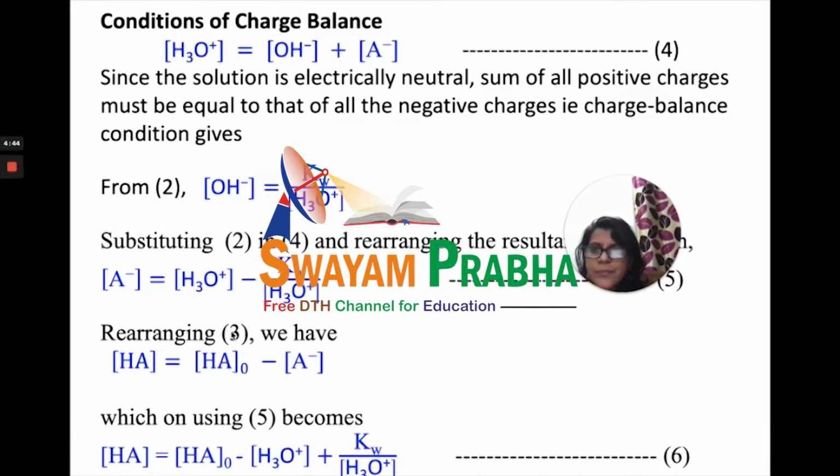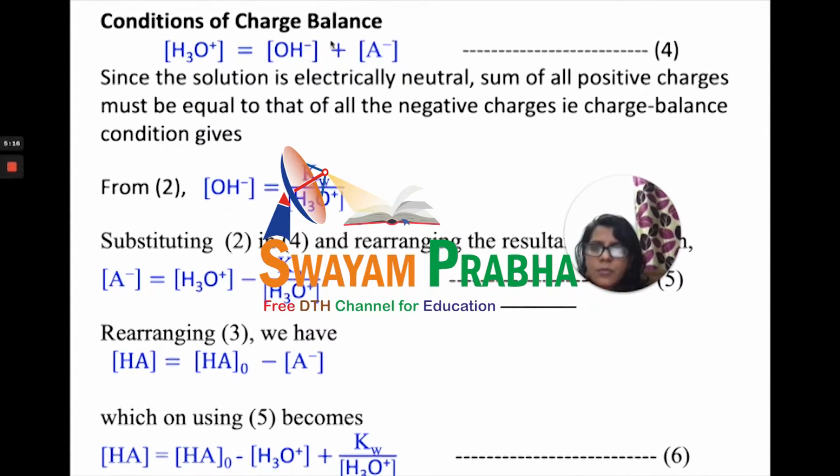Let's see. So what is the charge balance equation? That sum of the positive charges is equal to the sum of the negative charges, because the solution is electrically neutral. So just see, what were the positive charges? There was only one positive charge, that was H3O plus, and that is equal to the sum of negative charges. Where were the negative charges? Negative charges were on OH minus and A minus. So H3O plus is equal to OH minus plus A minus. So we've got four expressions now.